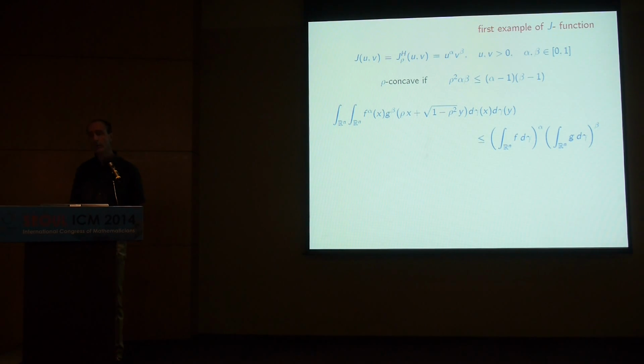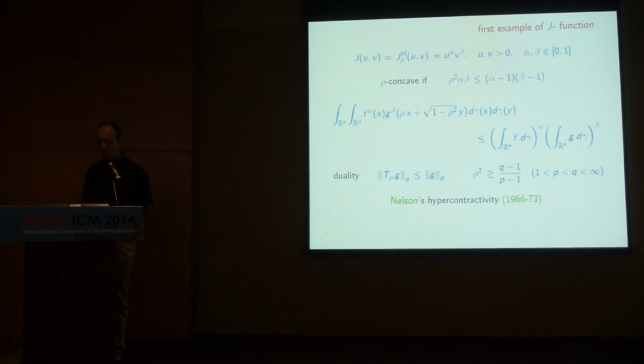And now what you may do is you may change f into f to the 1 over alpha and g into g to the 1 over beta in order to use a duality argument in f, and at the end you get that T rho, or P_t if you prefer, in terms of the Ornstein-Uhlenbeck semigroup, in L^q norm is bounded from above by the L^p norm of g with this relation between rho and q and p, and this is the famous Nelson's hypercontractivity property, which is, by the way, equivalent to the logarithmic Sobolev inequality.